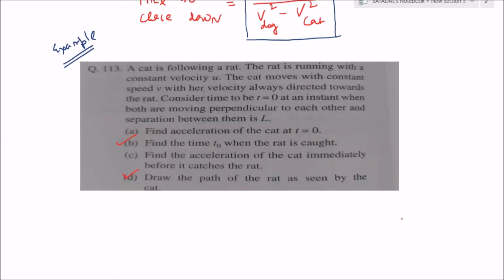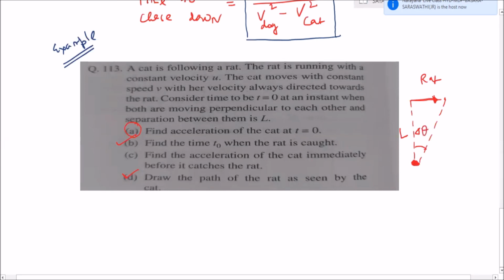Okay, so I will just quickly finish up. I will not spend much time. This first part is important actually: find the acceleration of the cat. So I will just draw two diagrams. This is the direction the rat is moving. Try to imagine. This is the point which is L distance below. So when the rat has reached here, I can take this angle as delta theta. A very small angle I am taking, delta theta.